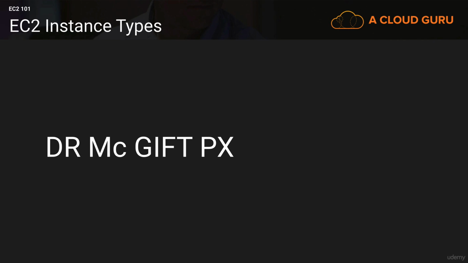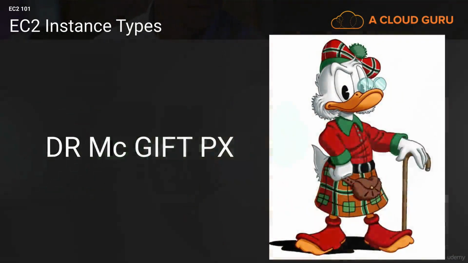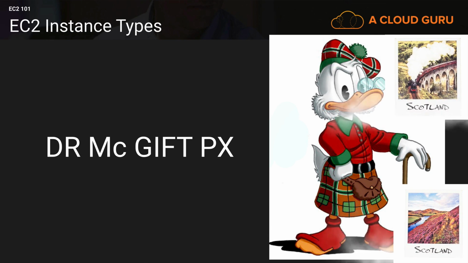So I want you to imagine a doctor. He's a Scottish doctor, which is why his name is Mc. But instead of being Dr. McDonald, who does burgers, Dr. McGiftpicks gives out pictures. So the way I think of a Scottish person, I grew up on DuckTales. So we saw the Scottish duck. He's clearly a doctor because he's got glasses on. And so Dr. McGiftpicks gives out pictures of his homeland in Scotland.